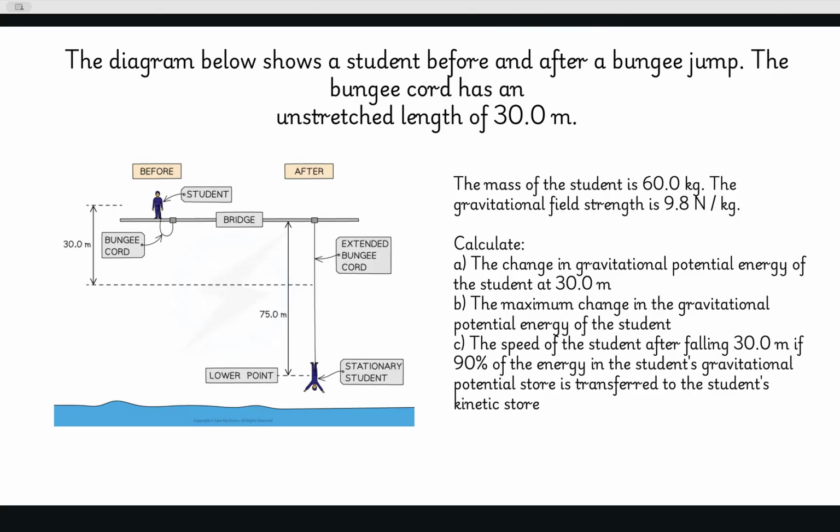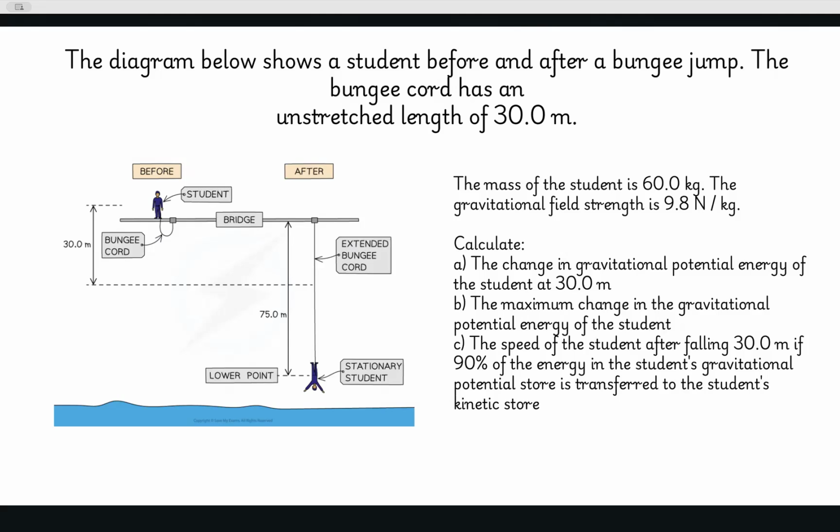The bungee cord has an unstretched length of 30 meters. The mass of the student is 60 kilograms and the gravitational field strength is 9.8 newtons per kilogram. So we need to do three different things. First of all, we need to calculate the change in gravitational potential energy of the student at 30 meters. Then we want to get the maximum change in the gravitational potential energy of the student.